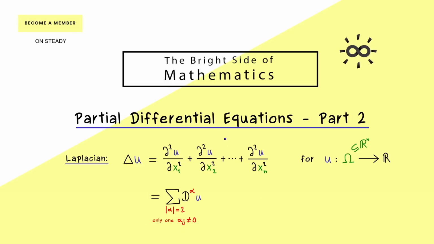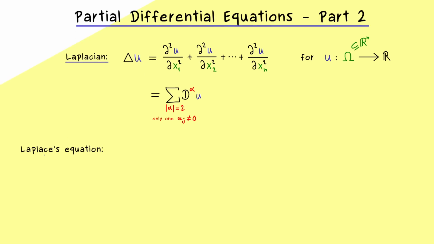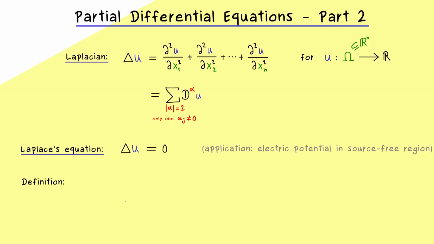And now by using this operator, we can define Laplace's equation as a PDE. And you might already know that it just says that the Laplacian of u should be equal to 0. So we search for the functions u that satisfy this equation on their domain omega. And here I can immediately tell you an application in physics. For example, you want to calculate the electric potential when there is no charge around. So at every point where there is no source, no charge, the electric potential should satisfy Laplace's equation. And in fact, at the end of this video, we can immediately write down some solutions of this PDE.